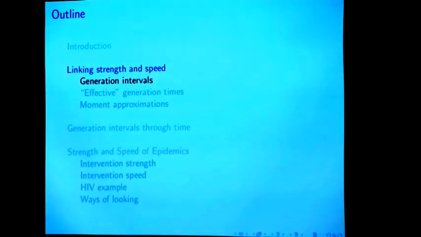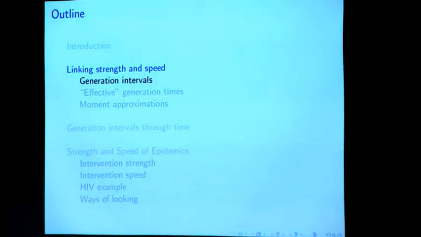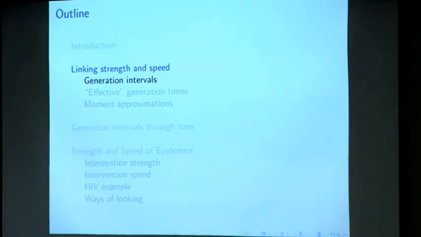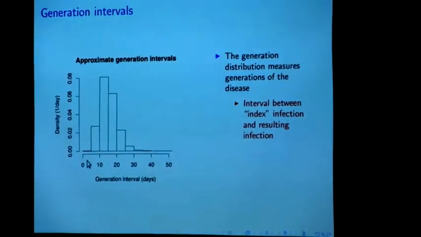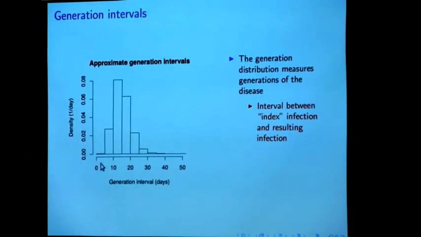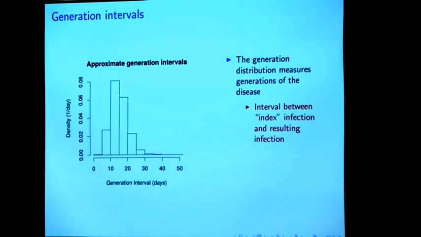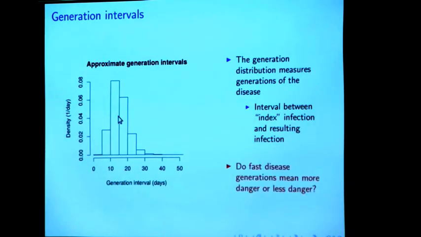So we often know little r, and we often want to know big R. And what links between them is the generation interval. The generation interval is the amount of time it takes from when I get infected to the time when I infect you. So here's a sample. These are in days. This is an estimate of the generation interval distribution from the West African Ebola epidemic. Most people infect each other between 10 and 20 days after they themselves became infected.